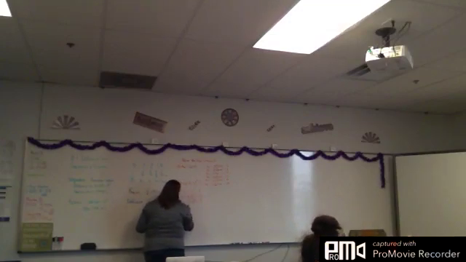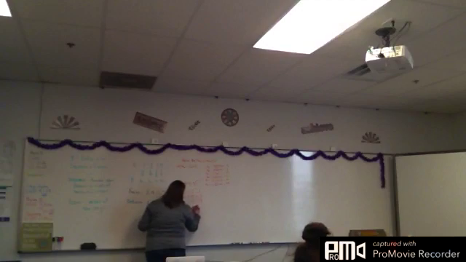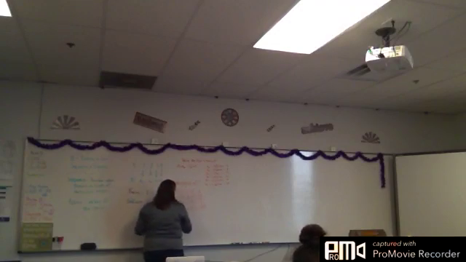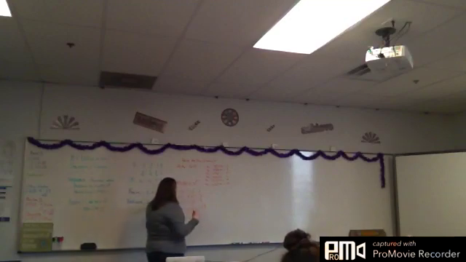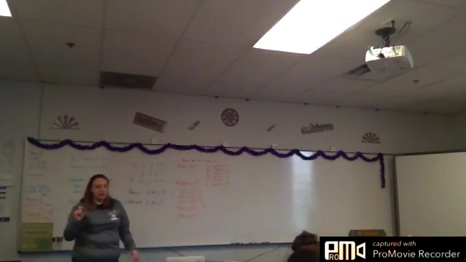F of 4 would equal, what's 4 minus 1? 3. And what is negative 3 cubed? Negative 27. F of 5, so what's the pattern here? It's switching back and forth between negative and positive, right? So 5 minus 1 is 4, what's negative 3 to the 4th? I think 81. Yes, 81.